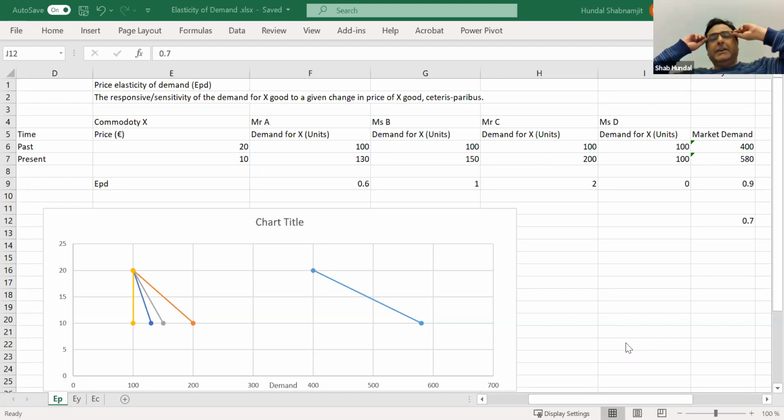Actually, Yanni, it's the opposite. If the price elasticity of demand coefficient is less, that shows that it's an essential good. For example, look at this reaction by Mr. A and Miss D. Especially Miss D.